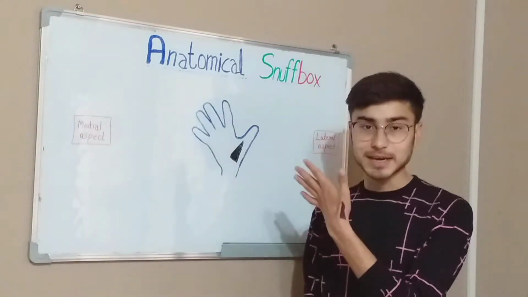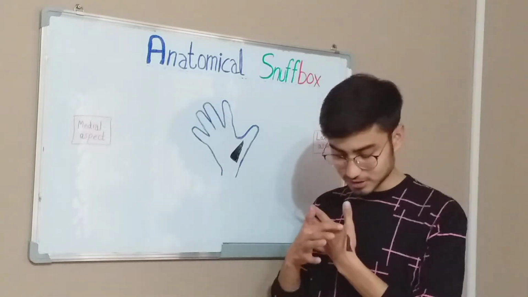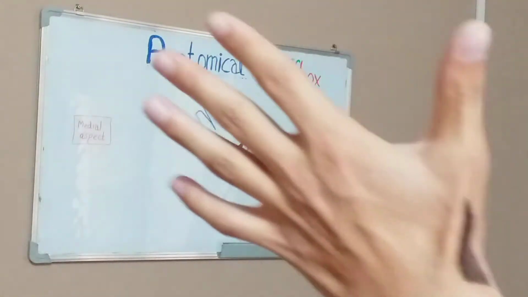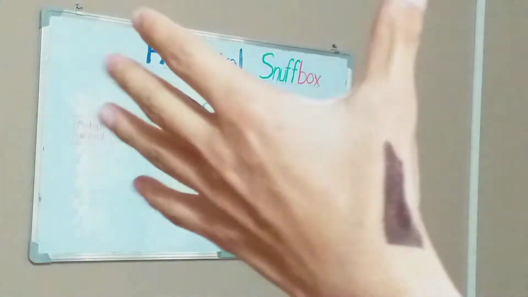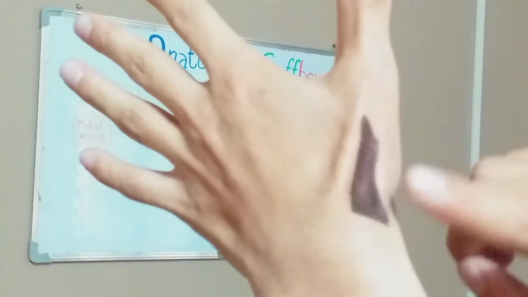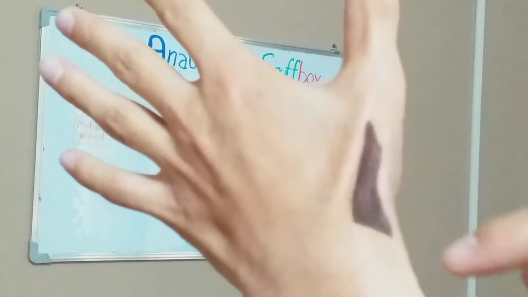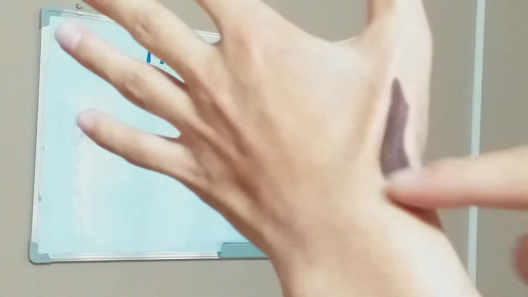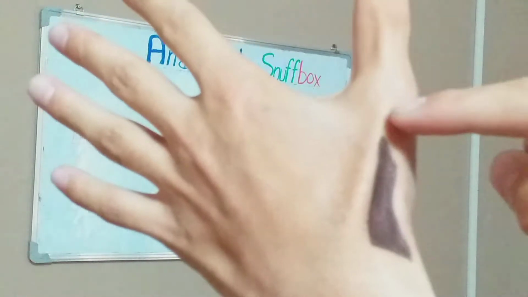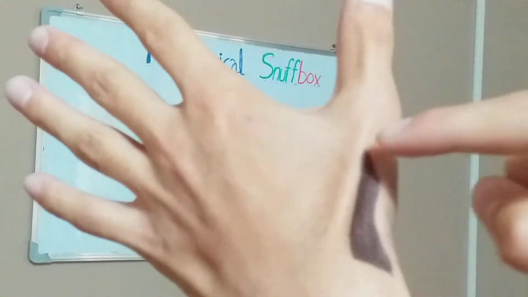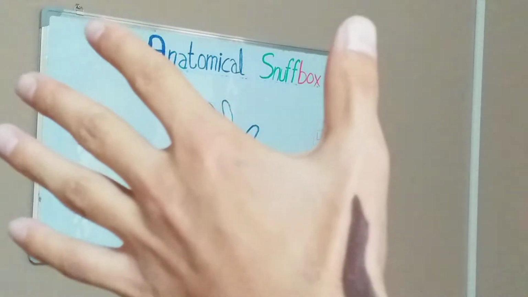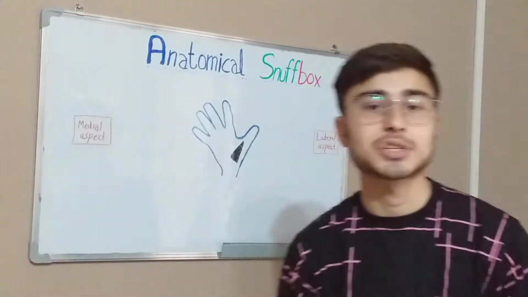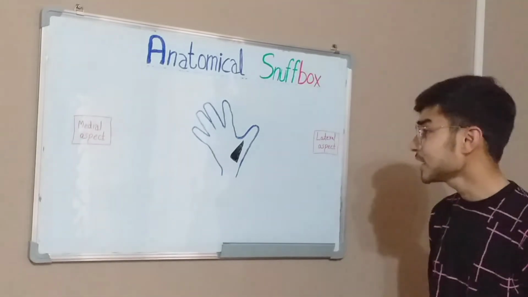I have also highlighted the anatomical snuff box on my hand. As you can see, this black region indicates the anatomical snuff box, present at the posterior lateral aspect of the wrist and the first metacarpal. The base of the anatomical snuff box lies at the wrist, and the apex is this pointed region, present at the posterior aspect of the first metacarpal. So this was all regarding the location of the anatomical snuff box, right?